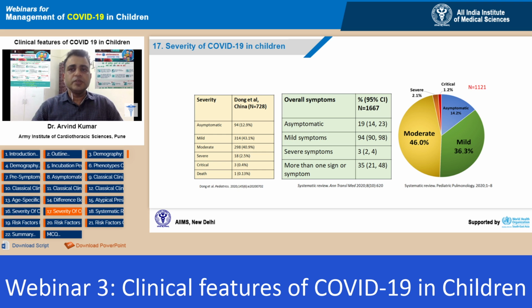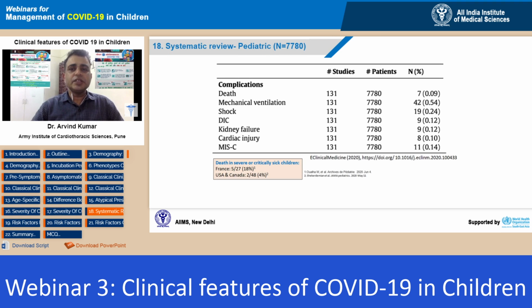So in summary, the majority of children had mild to moderate infections, and only 2.4% had severe to critical infections. Another systematic review included 7,780 children. Only 7 children died, and less than 1% required mechanical ventilation. Death among severely and critically ill children was high, ranging from 4 to 18%.